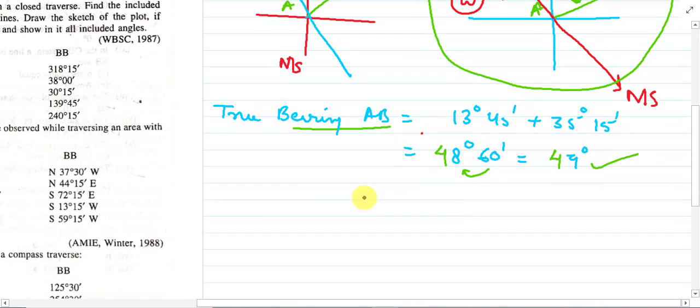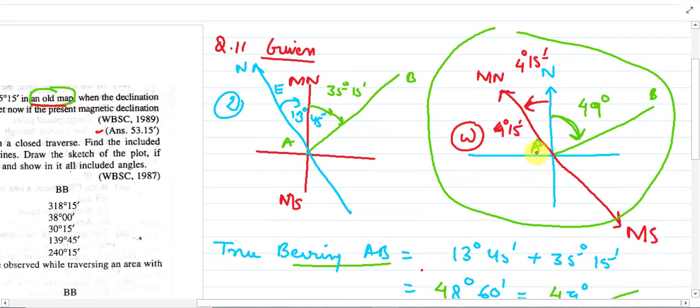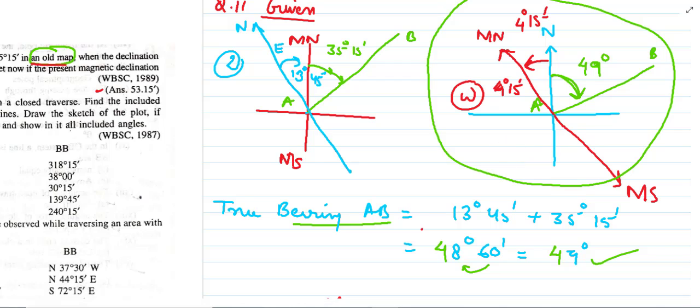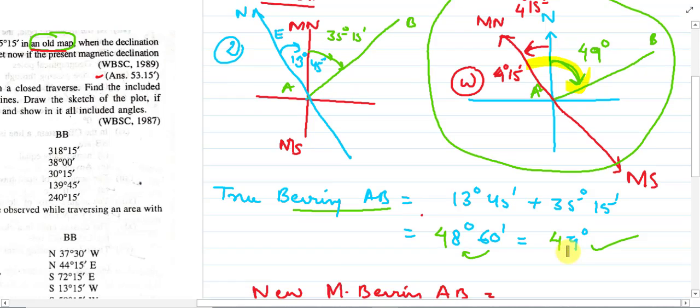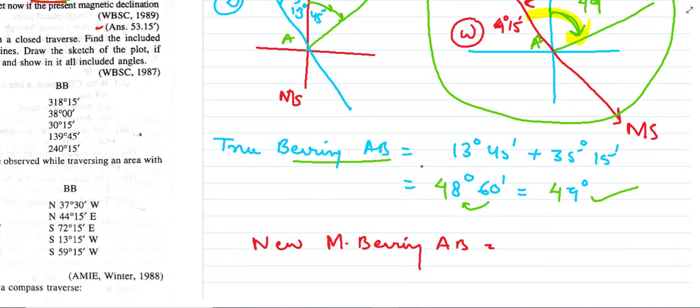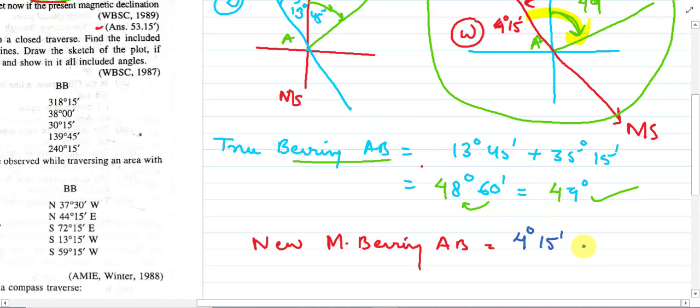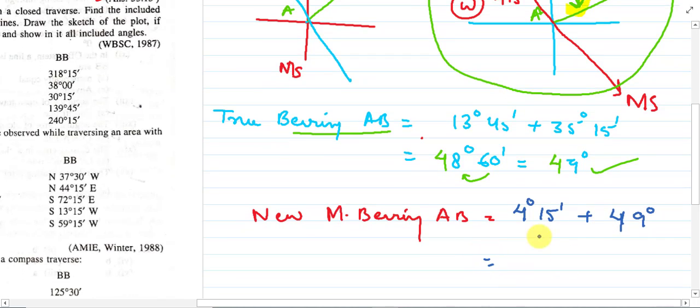Now what is the magnetic bearing of this AB line? The new magnetic bearing of line AB will be the angle taken from the magnetic meridian, and it can be clearly seen that this is the angle which is taken from the magnetic meridian. So the value of this angle is equal to 4 degree 15 minute, which is the value of magnetic declination, plus 49 degree, which is the value of true bearing. In that case, this gives the answer 53 degree 15 minute.